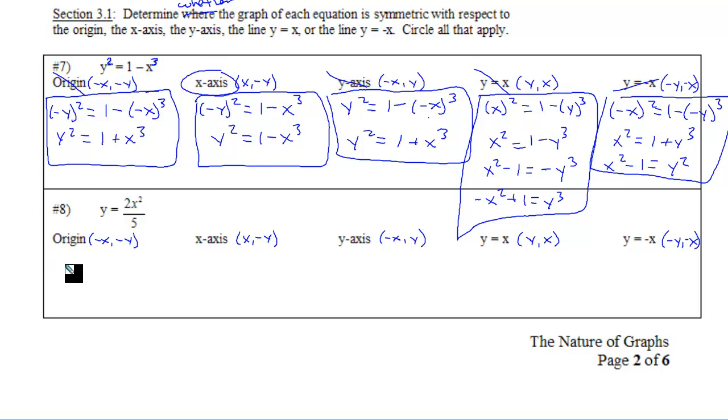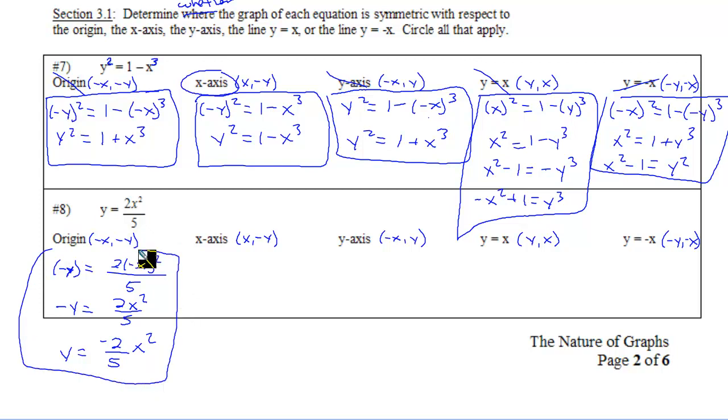Number 8, origin. Make the x negative and make the y negative. It's going to give us -y equals 2x squared over 5. A negative x squared is positive. Getting y by itself, multiply both sides by -1, you get this. Not the same as the original, therefore the origin doesn't work.